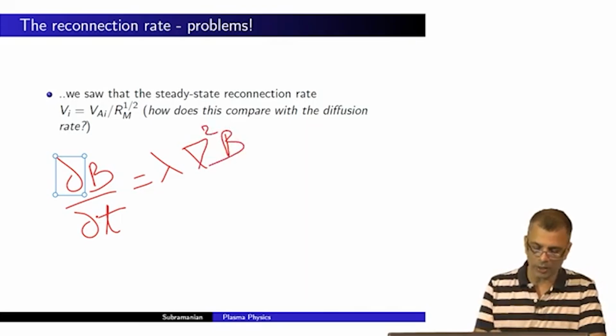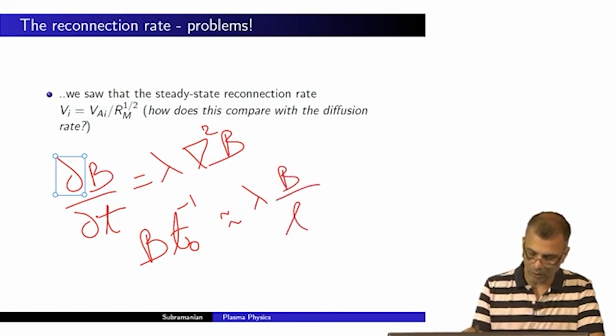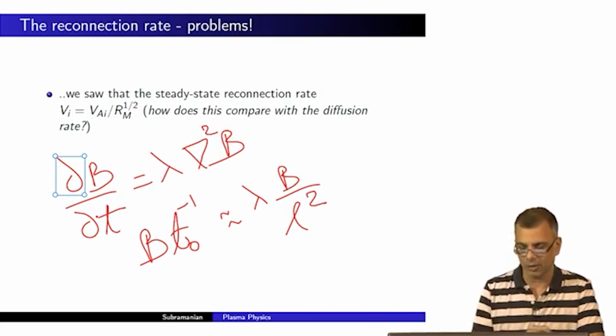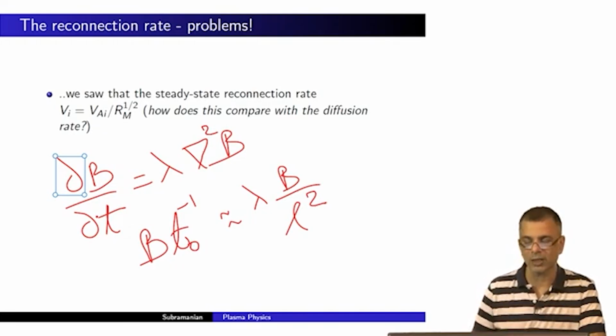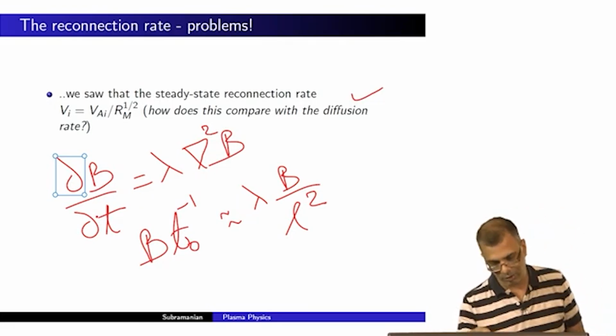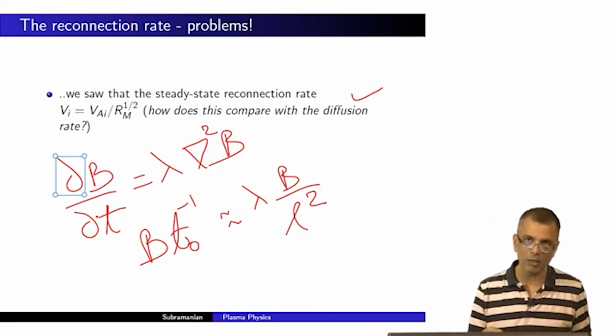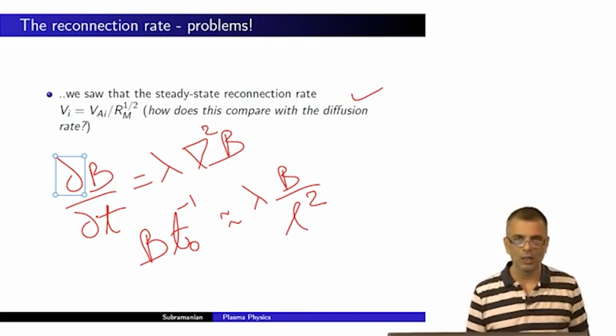Okay, and if I dimensionalize these things, B times some T naught inverse, B over some L square. If I plug this in, this will give me the diffusion time scale. This T naught is the diffusion time scale. How does this compare with the diffusion rate? It's useful, I urge you to work this out. How does this compare with this T naught? Well, this is actually a rate. In other words, this is a time scale. So if you want to convert it into a speed, you have to invoke a length scale.